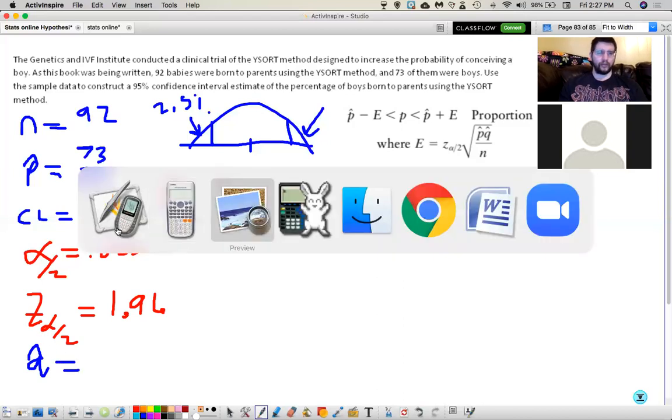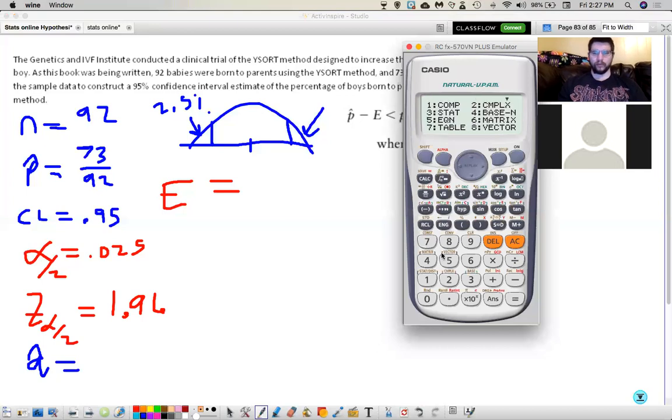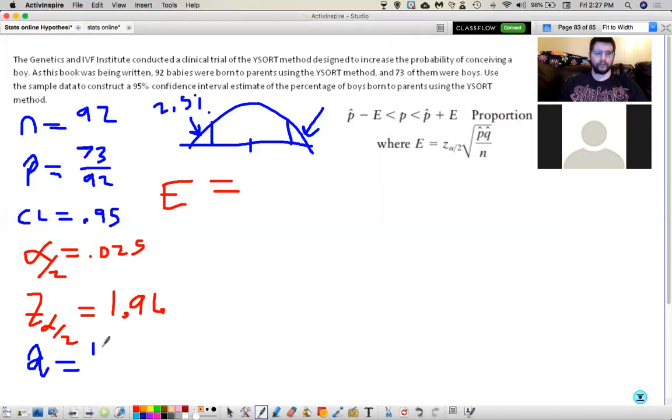So if I do 1 minus 73 over 92, that's going to give me q hat. We just do 1 minus p hat. 19 over 92. That's p hat, q hat, z of alpha over 2, and n. That's what we need to get the error right here.